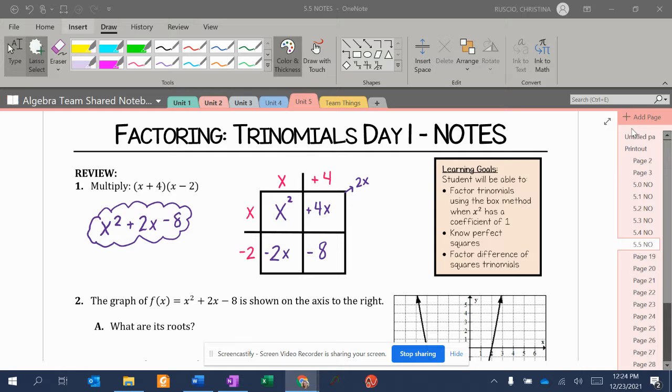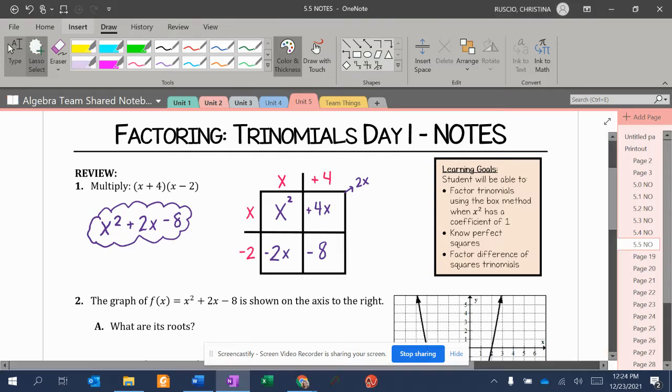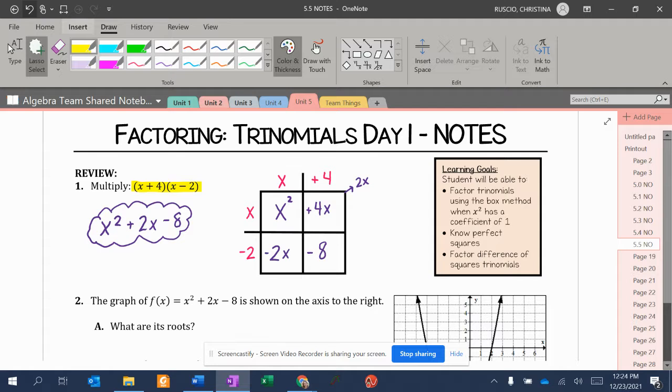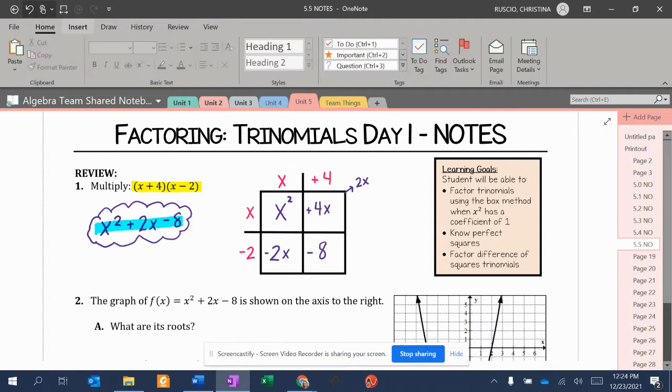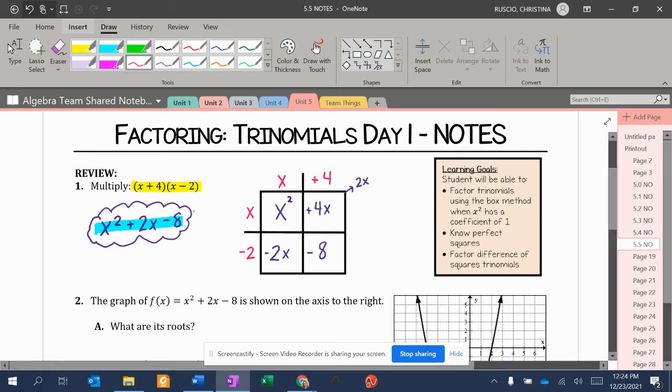Okay, number one, review how to multiply binomials. We know how to do this. If you see something like x plus 4 all times x minus 2, we just use the box. And our final answer would be x squared plus 2x minus 8. But what if I gave you x squared plus 2x minus 8, and I want you to go the opposite way to find this? Would you be able to do that?